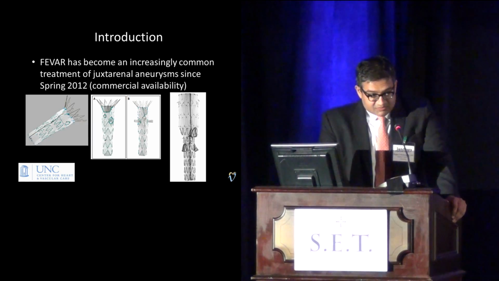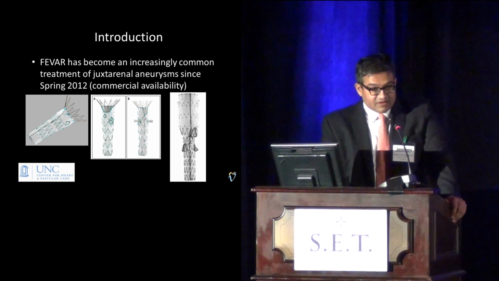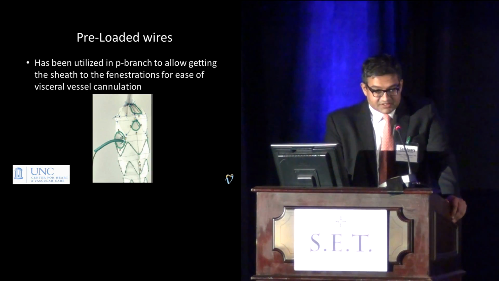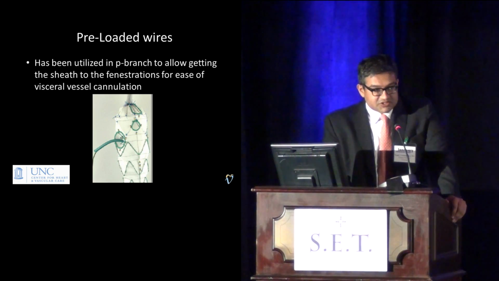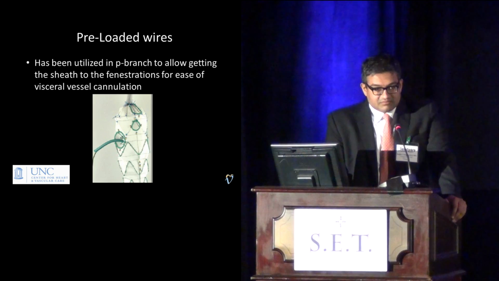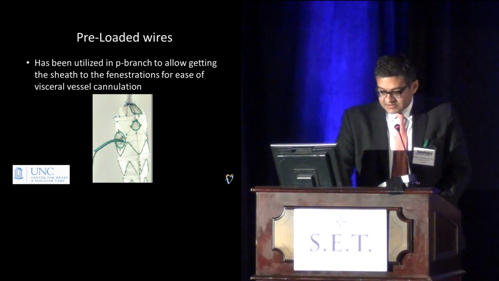So since spring of 2012, fenestrated endovascular repair has been commercially available in the United States. And since that time, there have been other fenestrated or branch technologies available in trial, such as the Cook P-branch, as well as the T-branch device. With these devices and treatment of more complex aortic aneurysm anatomy, there also becomes a use of new adjunct techniques to help perform these cases.